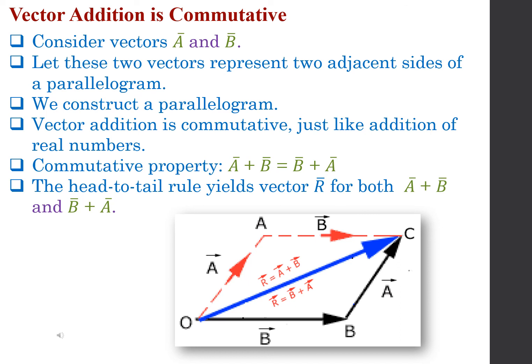When two or more vectors are added together, they must all have the same units and they all must be the same type of quantity.